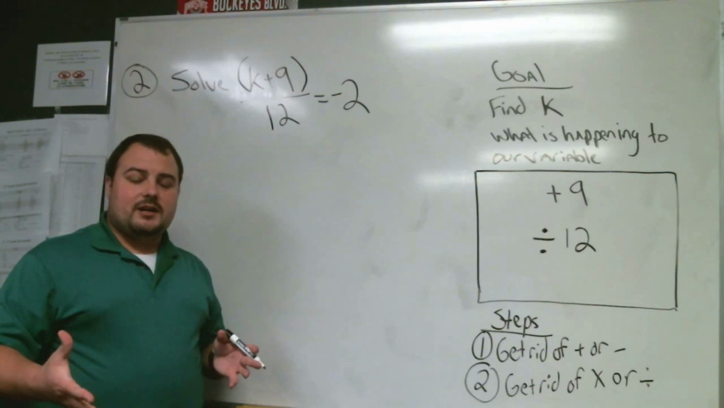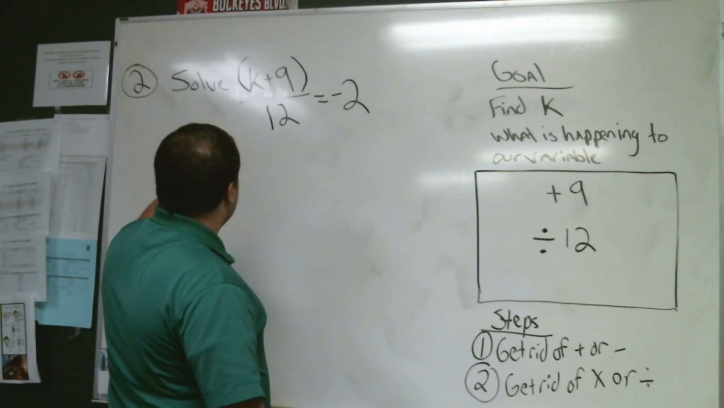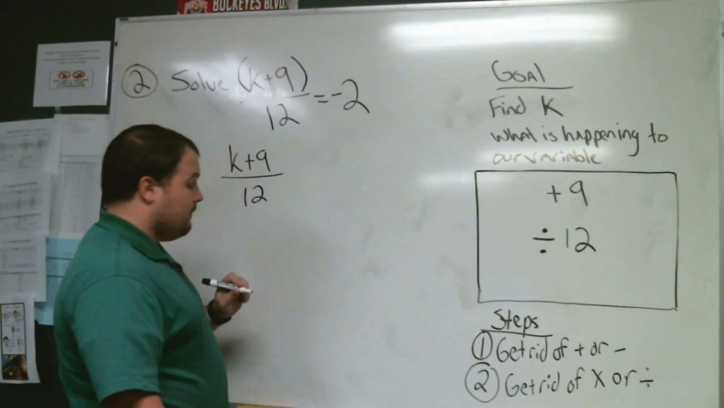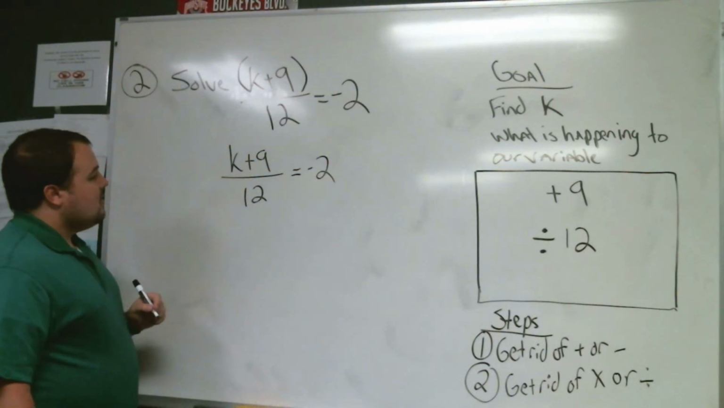Well, the inverse of dividing by 12 is actually multiplying by 12. So we're going to go ahead and write this problem again. I have k plus 9 divided by 12. This is what we're solving, and we know it equals negative 2.